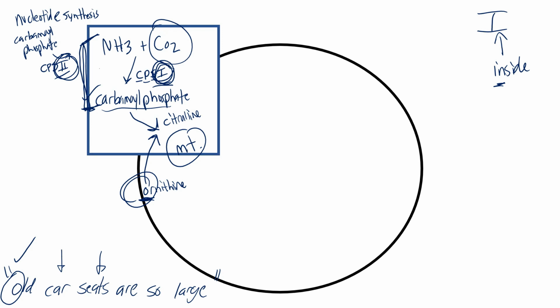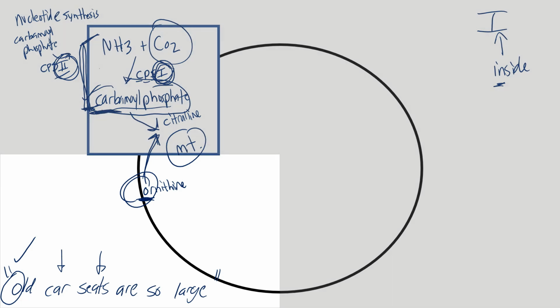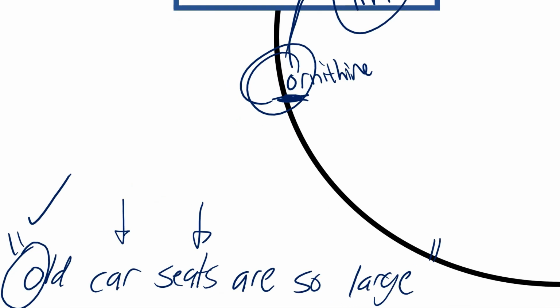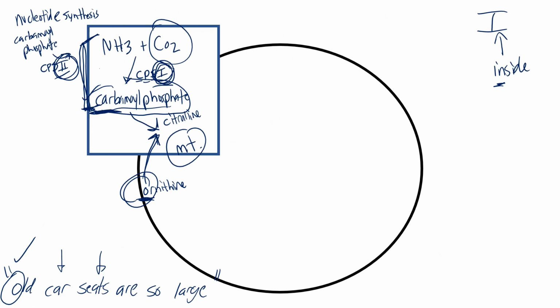In this mnemonic, old car seats are so large, O for ornithine has to combine with what? Carbamoyl phosphate. And look at the beginning of carbamoyl. Car. There it is. Car. That gives you 3 letters. Pretty much everything you need to remember, oh, this C is for carbamoyl phosphate, not for the other C, citrulline. Do you see how you can mix that up? That's why it's so important to have a mnemonic that has more than just one letter.